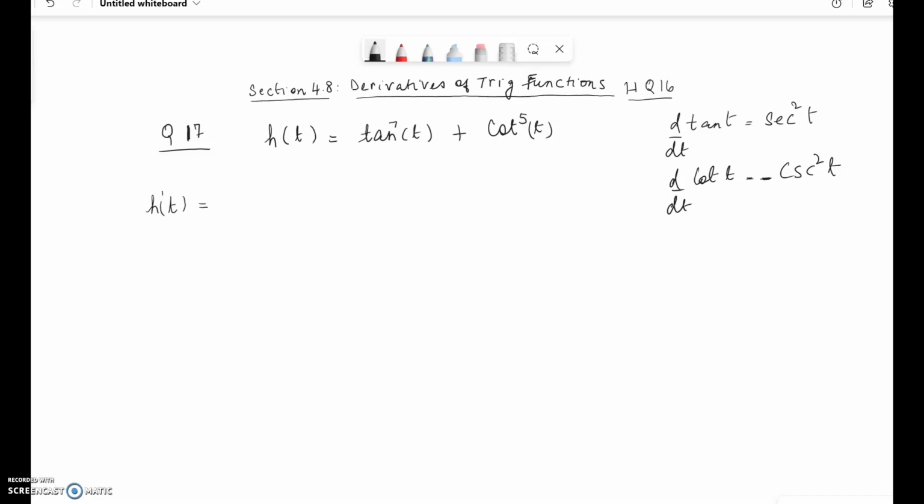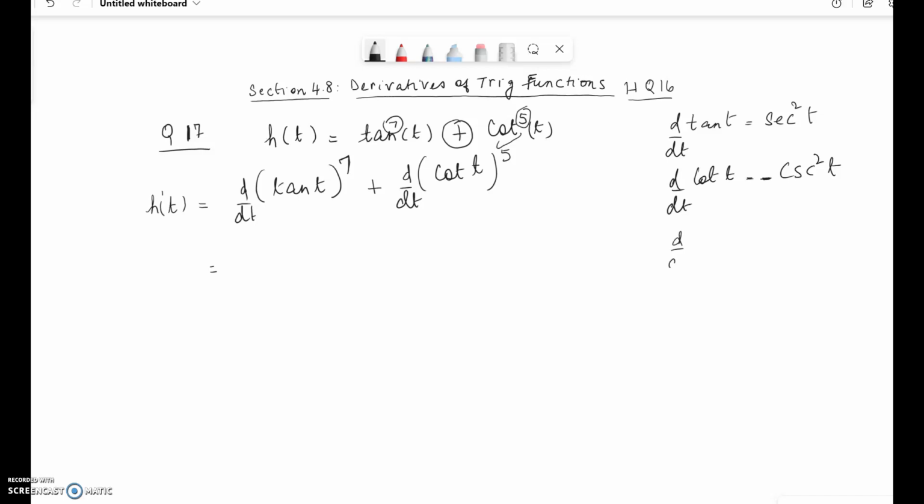So the first derivative is what we're trying to find. It's a sum, so d by dt of tangent of t to the power of 7. Same thing, right? That 7 really means the whole thing to the power of 7. Plus d by dt of cotangent of t whole to the power of 5. This 5 really means the whole thing to the power of 5.